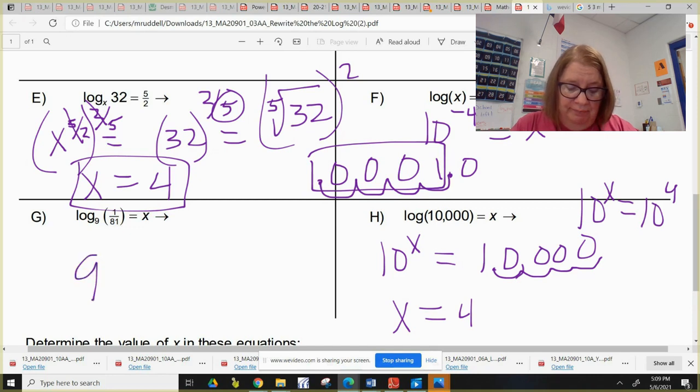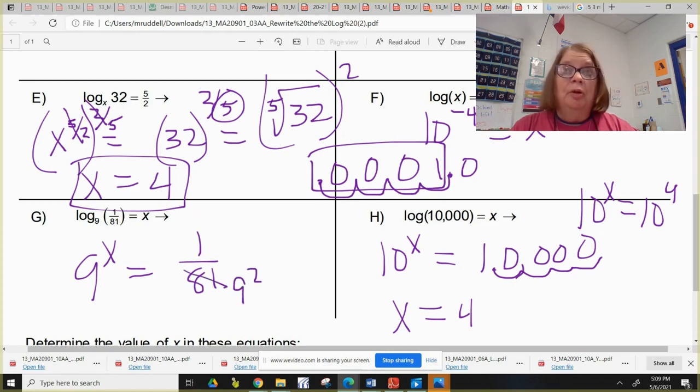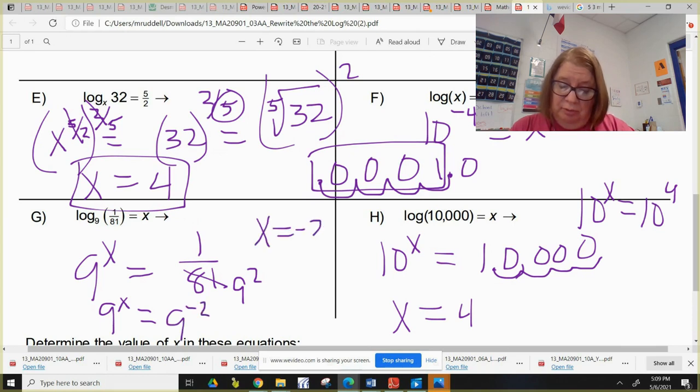This one, the base is 9. The exponent is x, 1 over 81. 81 is 9 squared. When do we put a 1 over with exponents? We put a 1 over with exponents when they're negative. So we have 9 to the power of x equals 9 to the power of negative 2. The bases are the same. The exponents are equal. And we're done. Okay?